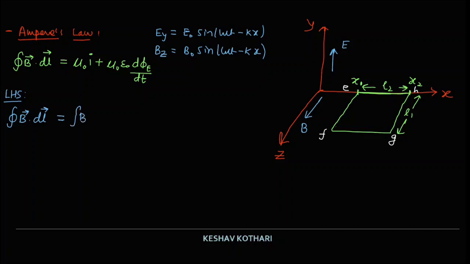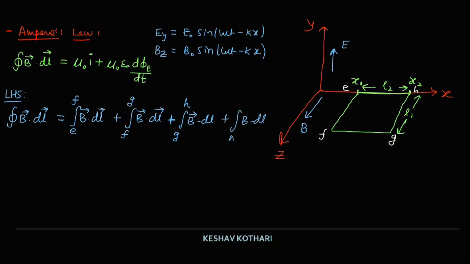We begin by breaking it into four segments. The first segment is between the length EF, the next is B dot dl from F to G, the next is from G to H, and the next is from H to E. Considering this path, for EF the magnetic field and length segment are parallel to each other. In case of FG, the magnetic field and length segment are perpendicular to each other.